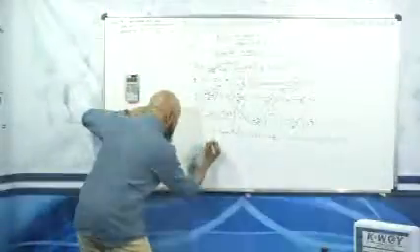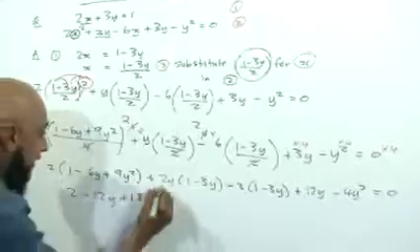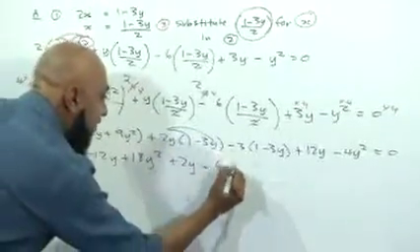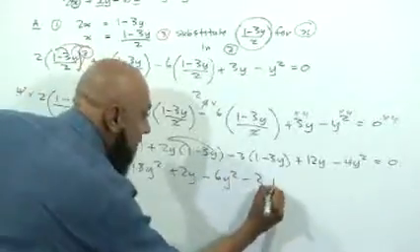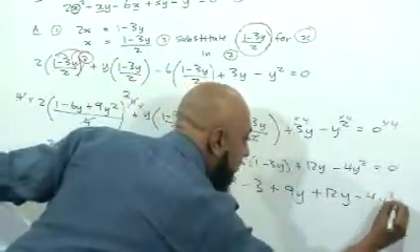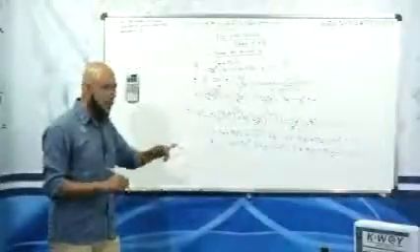So 2 times 1 is 2 minus 12y plus 18y squared plus 2y. Remember, we're multiplying it out. Minus 6y squared minus 3 plus 9y plus 12y minus 4y squared is equal to 0. And there we go. We've removed all the brackets.